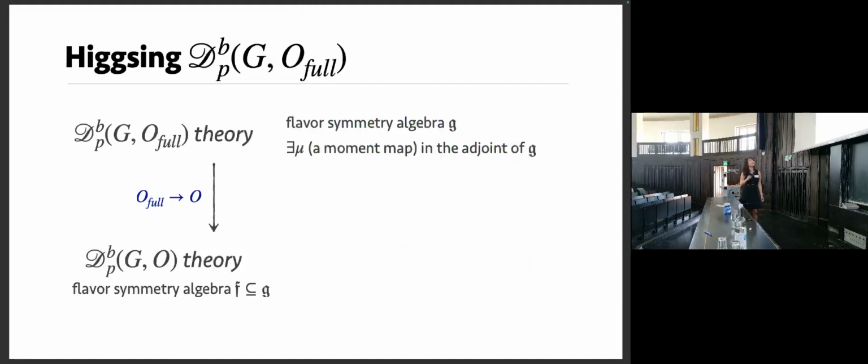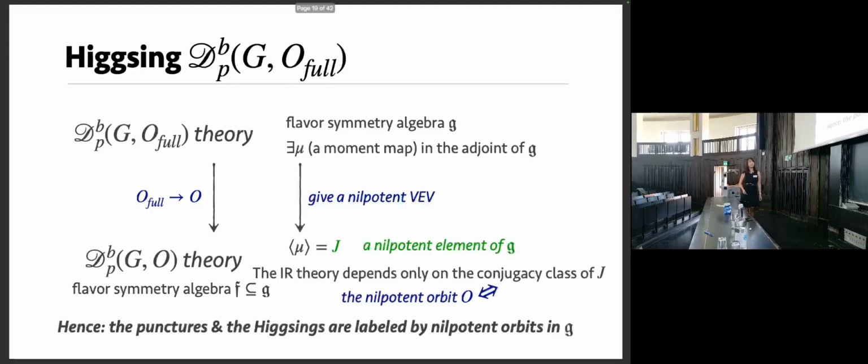So how do we get that? First, we're starting with the flavor symmetry algebra G. Because of this, we know that there exists a moment map in the adjoint of this G. Let's call the flavor symmetry algebra existing here some subset of G. Then let's give a nilpotent vev to this moment map so that we get this explicit nilpotent element of G. In turn, this IR theory will depend on the conjugacy class of this nilpotent element.